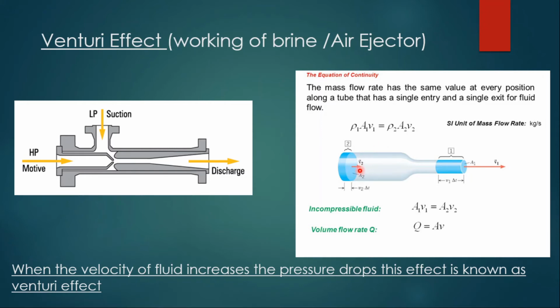So here A is the area, V is the velocity, and here you can say here area is A2, velocity is V2. Here area is A1, velocity is V1. Now, as area increases, velocity decreases. As area decreases, velocity increases. That is A1 V1 is equal to A2 V2 for the incompressible liquid, as we know that.